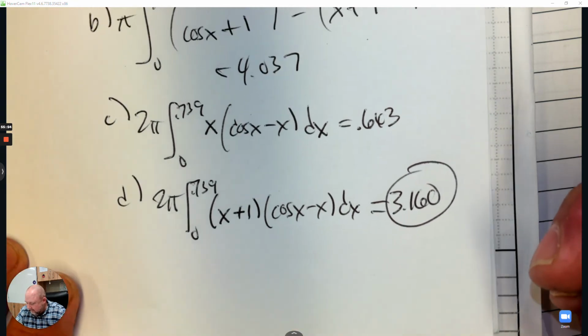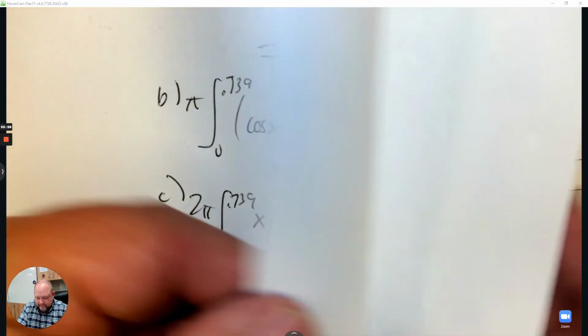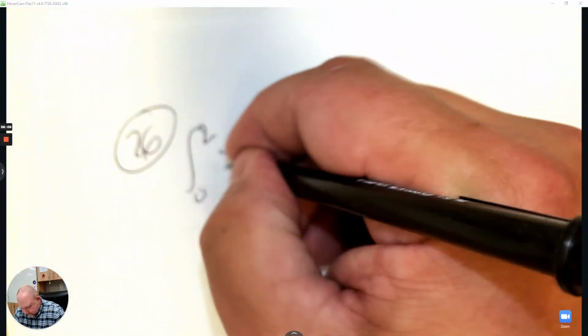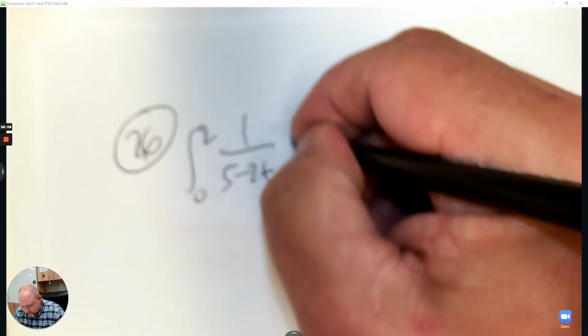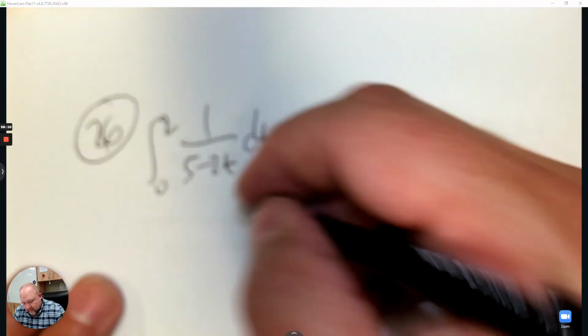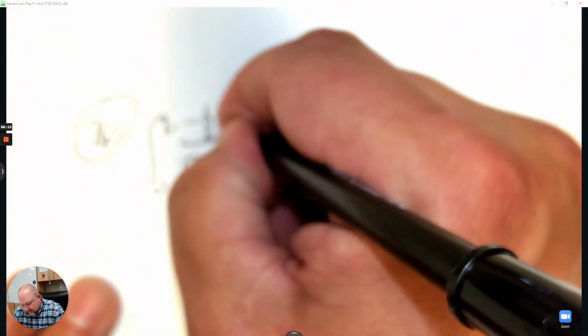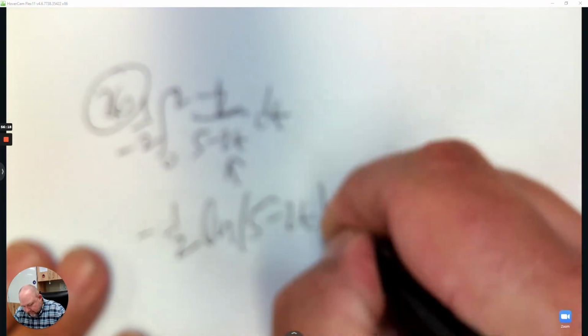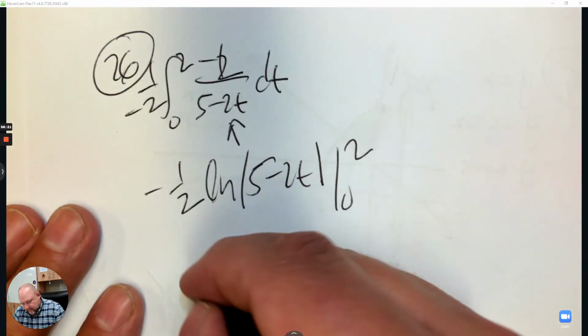All right, 26. We're going to integrate from 0 to 2. The derivative of this is negative 2, what it was and what it became. So that's negative a half ln 5 minus 2t from 0 to 2, and then plug in.